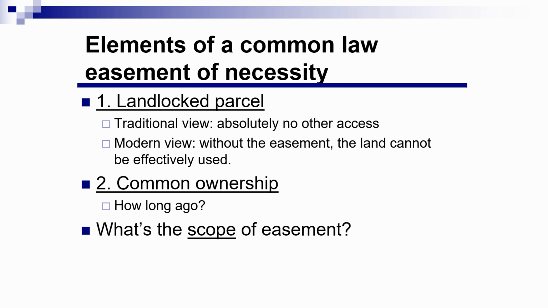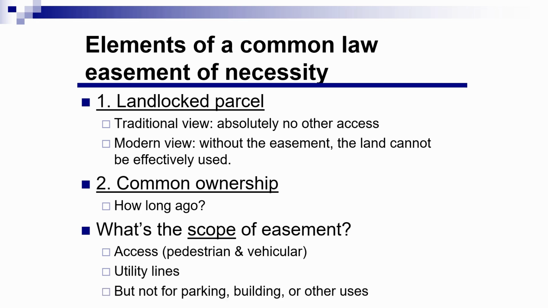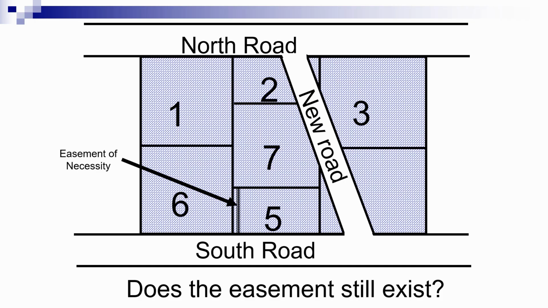What is the scope of an easement of necessity? What can you use it for? Well, you can use it for access, obviously. That's the main point of it. Pedestrian and vehicular access, any reasonable sized vehicle will be okay. You can also use it, according to the modern cases, for utility lines, to bring utilities into the landlocked parcel. But you can't go beyond that, so you won't be able to use it for parking or for building or any other use.